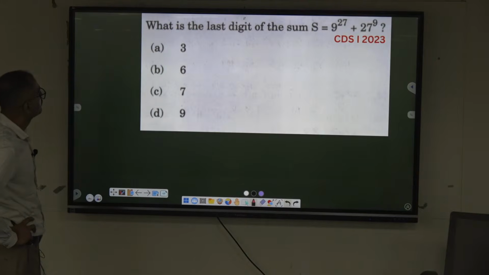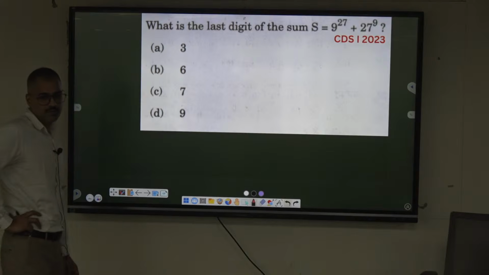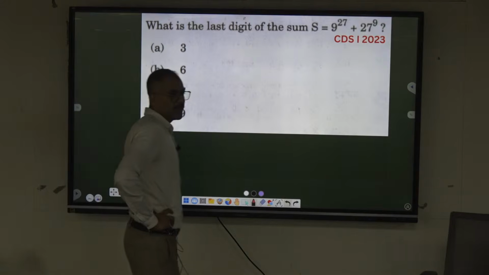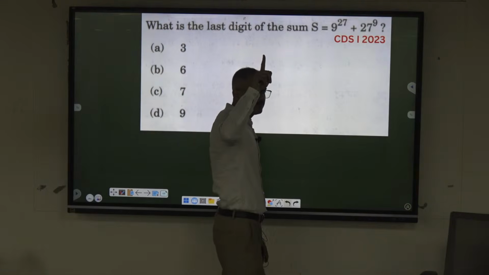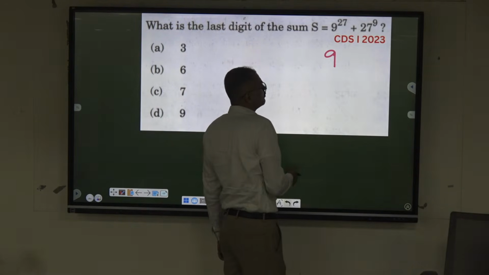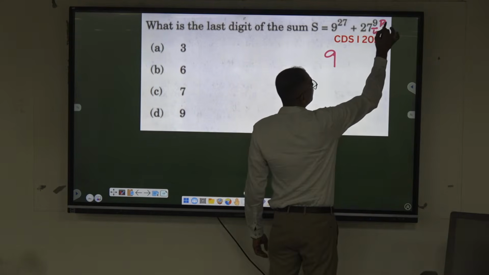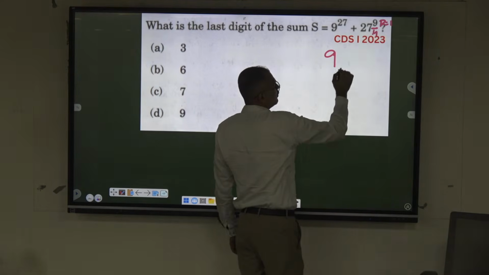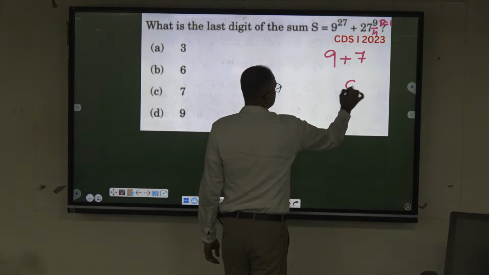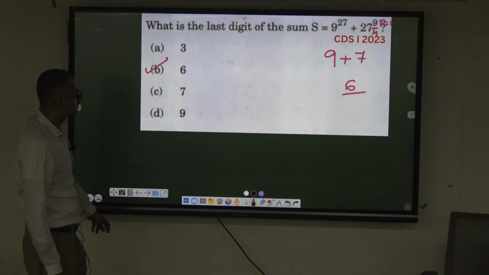Next case. What is the last digit of the sum? Unit digit. 9 power odd, unit digit: odd means keep 1 in mind, so 9 power 1 gives 9. 7 divided by 4, the remainder is 1. 7 power 1 is 7. Which is 6. Unit digit.